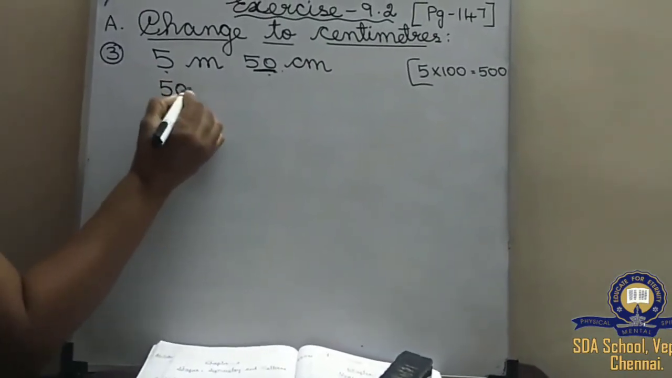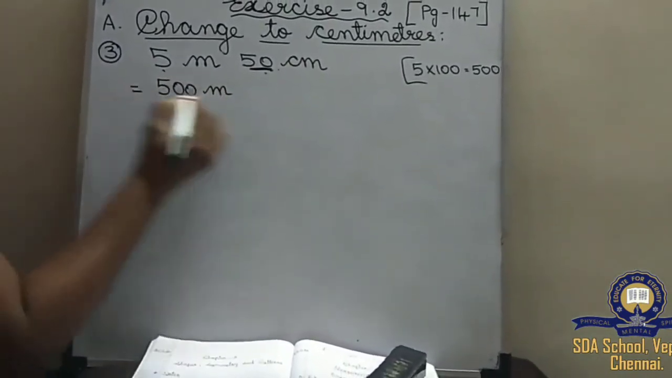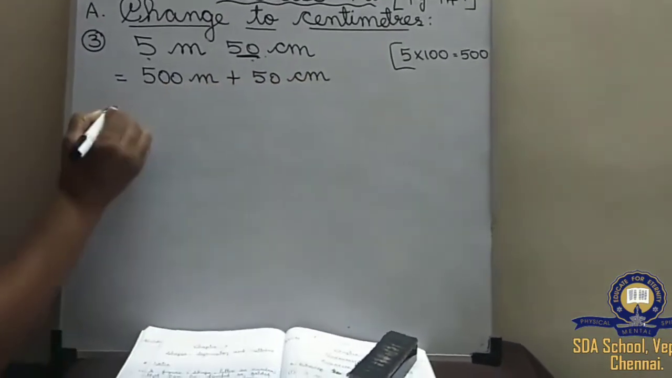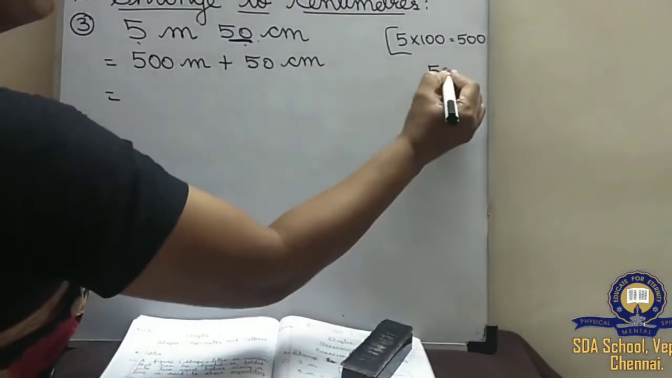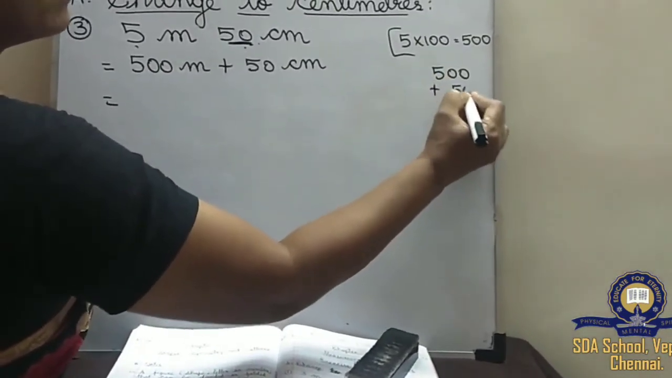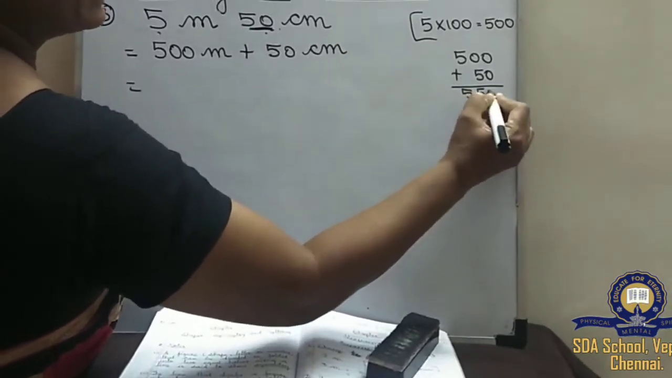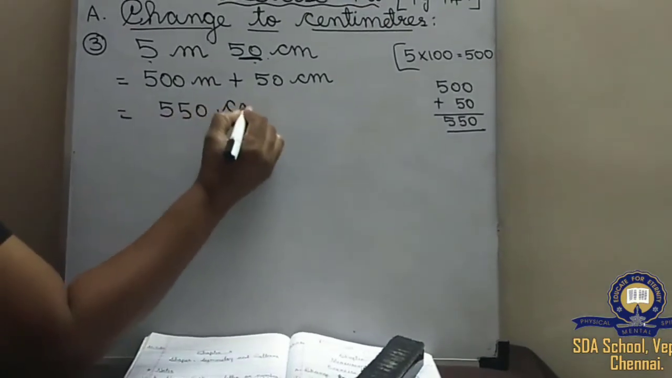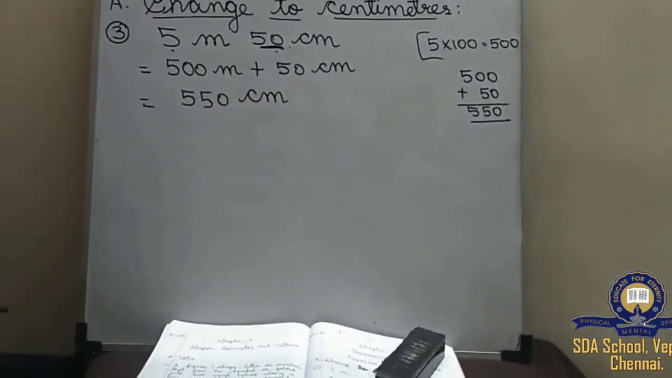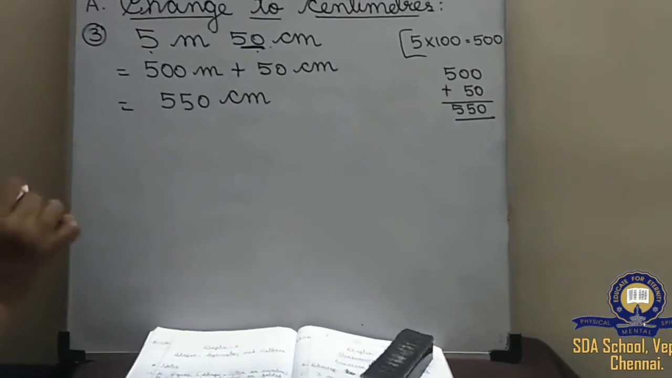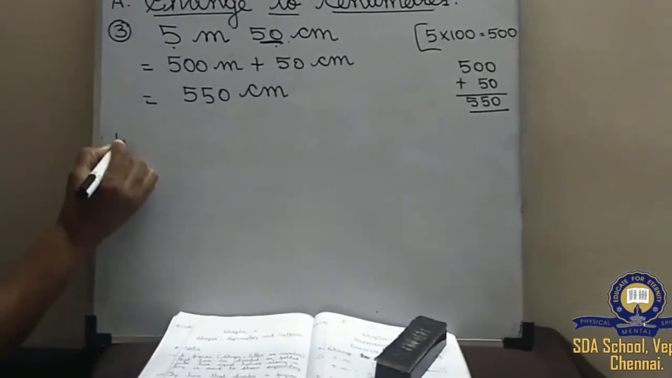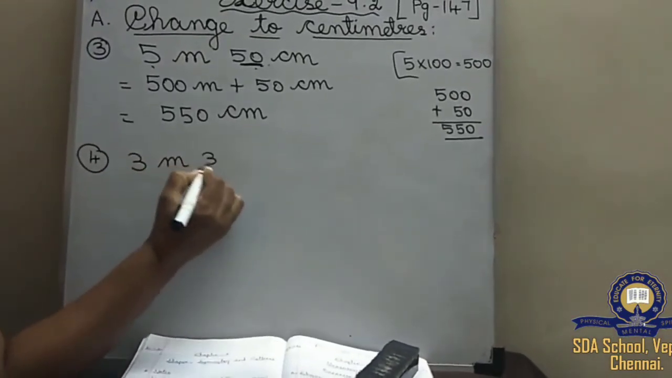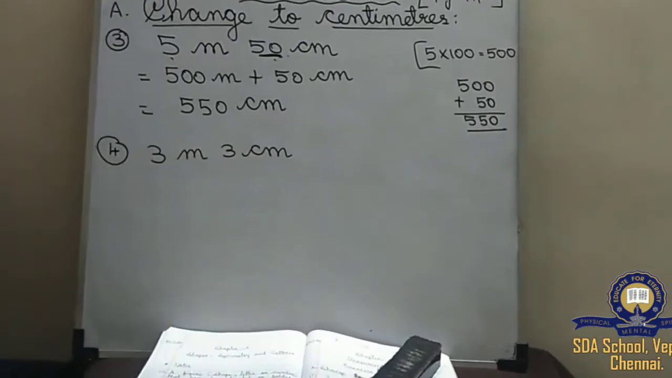5 meter means 500 centimeter plus 50 centimeter as it is you can write. So 500 plus 50, how much will come? 550. So what's the answer? 550 centimeter. Okay, children, are you thorough? Yes. Okay, we'll see the fourth sum. 3 meter 3 centimeter.